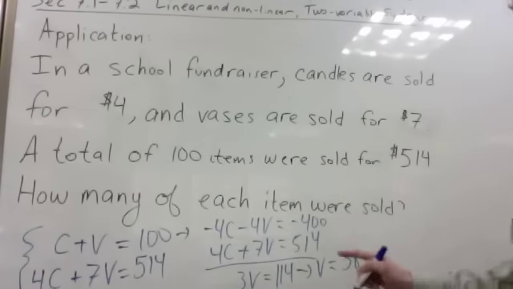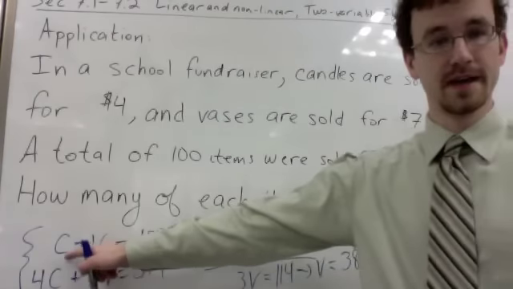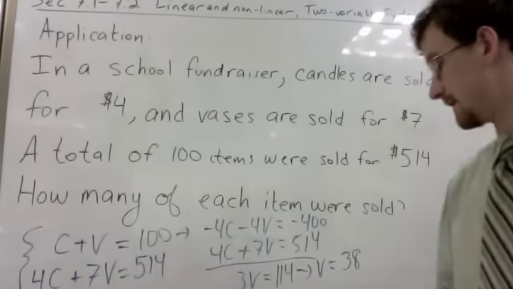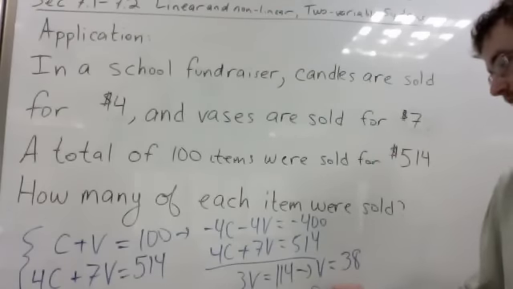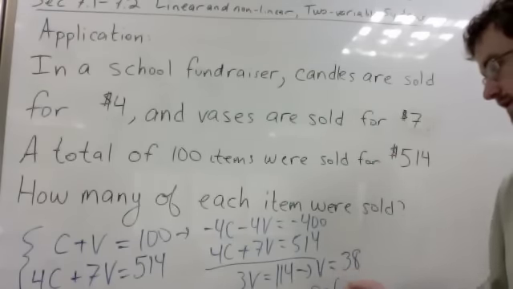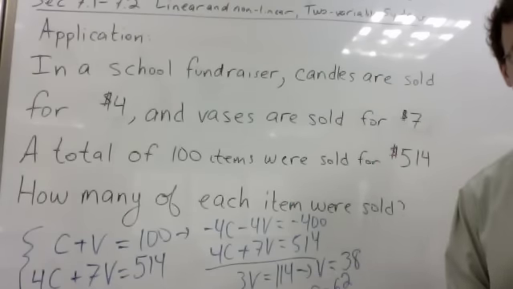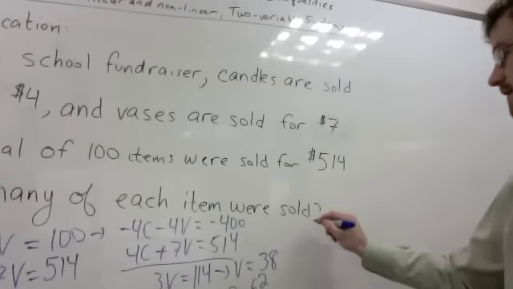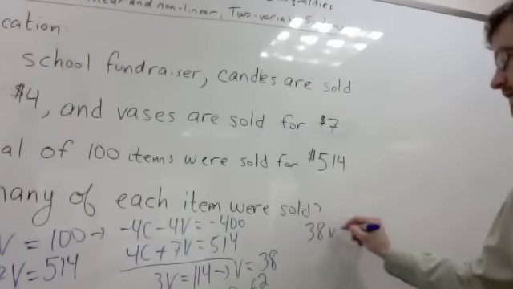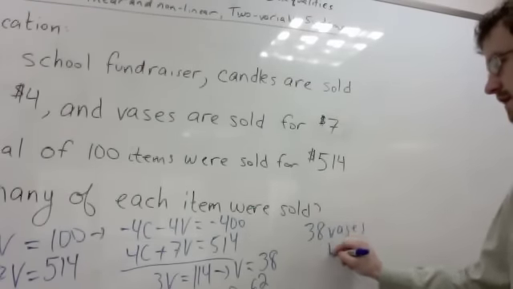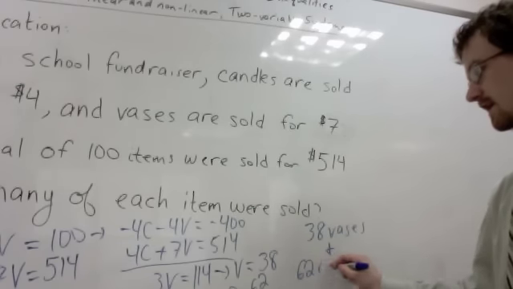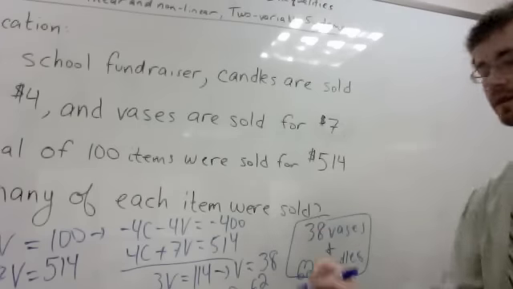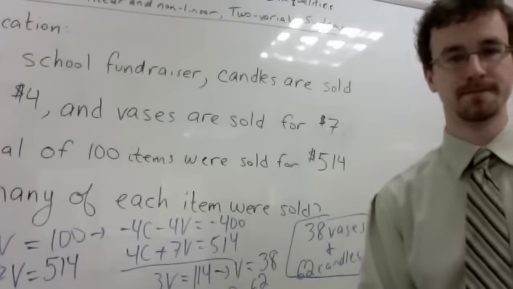And we can simply plug this in. The number of candles plus the number of vases equals 100. So we take 100 minus 38 to get that the number of candles sold is 62. Therefore, 38 vases and 62 candles were sold in this fundraiser.